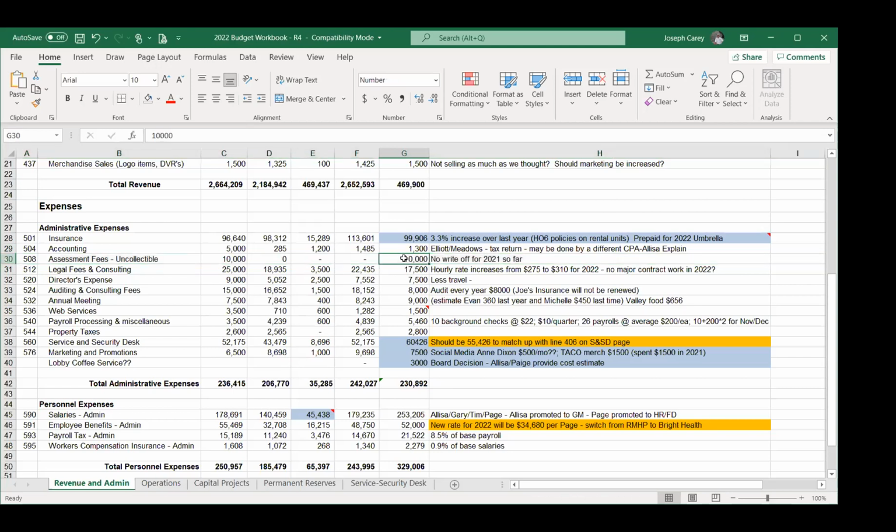I wonder if we could lower that? I mean, that's what I was thinking. Could we lower it to 5,000? I would be all for that. Let's do that.